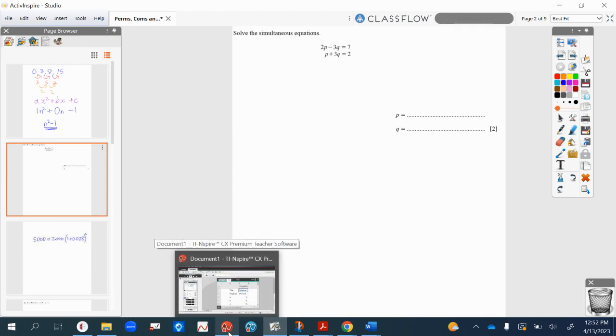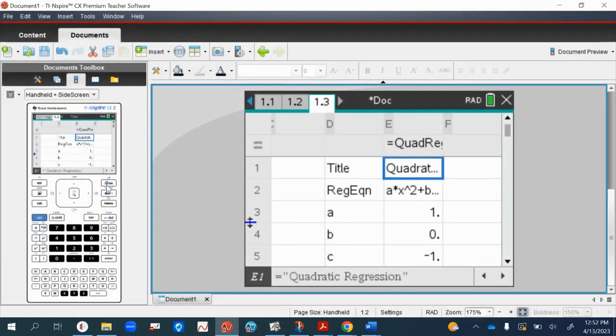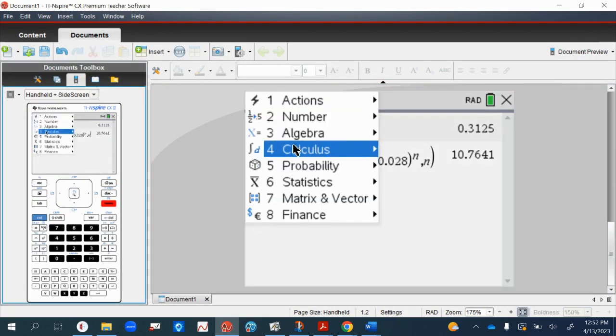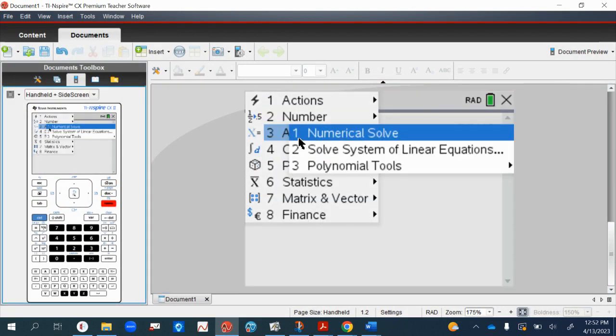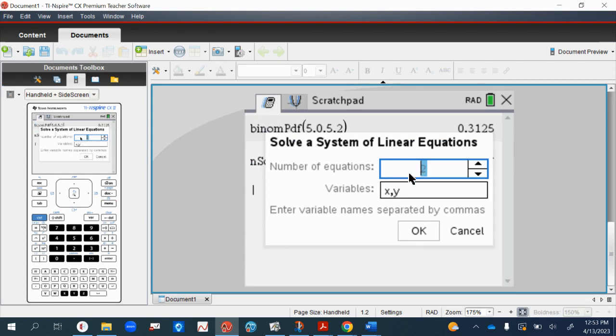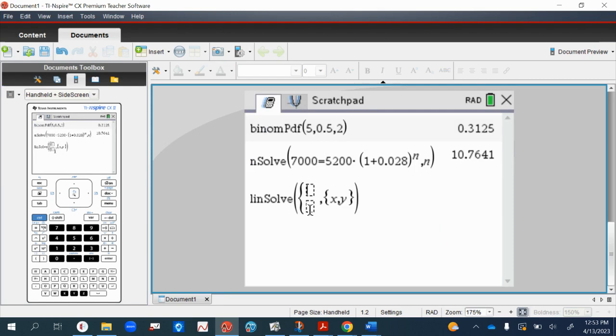Another reminder is simultaneous equations, so we can do these as well in your calculator. I've got quite a simple simultaneous equation there. So if I go into calculate, a lot of the things you need to be able to use are in algebra. So it's the second one, solve system of linear equations. And then how many equations have we got? We've got 2, and we've got 2 variables, x and y, so they match the variables we've got.